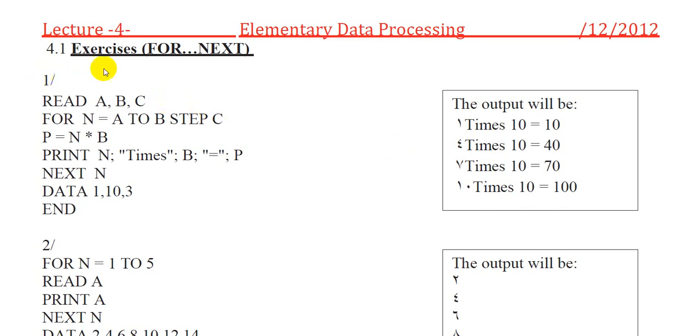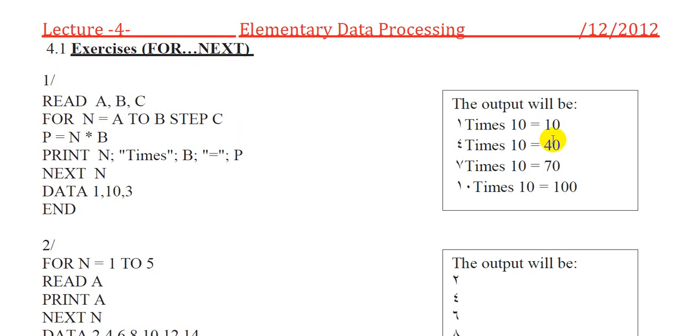As you can see right here, this is exercise 4 next, elementary data processing, lecture 4, article 4.1. Exercise 4 next, 1: read A, B, C. The values of A, B, C are entered using the keyboard into the computer in the Visual Basic language. For N equals A to B, step C.